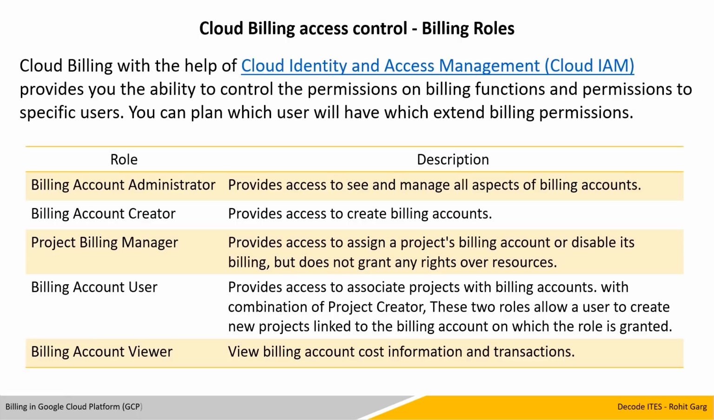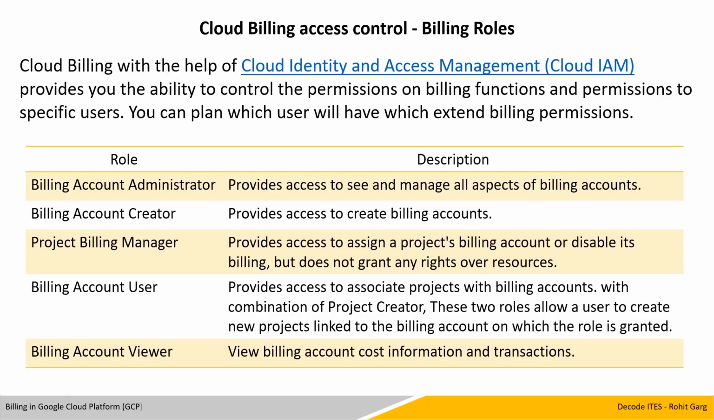working functionality. Cloud billing, with the help of Cloud Identity and Access Management, gives you the ability to control permissions on billing functions and grant permissions to specific users. It means you can choose which users will be working on which function and which rights need to be given. You can plan which user will have which extent of billing permissions. GCP provides 5 types of billing roles.